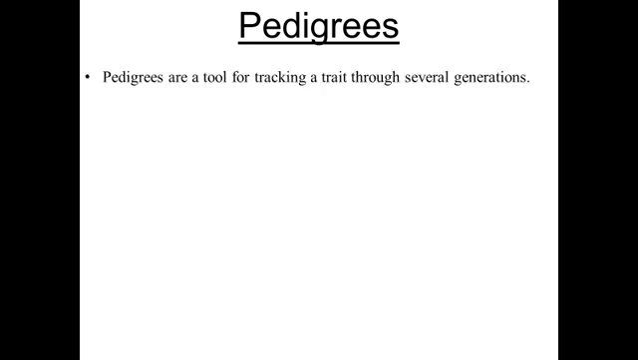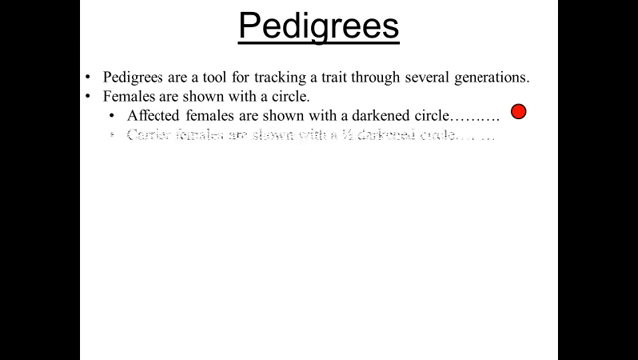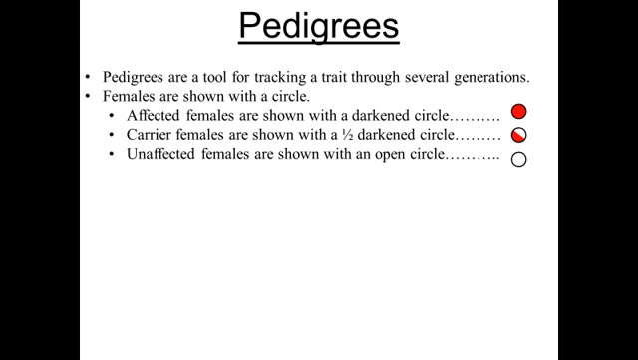In order to study this, we're just going to do a real quick investigation into pedigrees. Pedigrees are a tool for tracking a trait through several generations. You don't have to copy all this stuff down, but I just want to let you know real quick what a pedigree looks like. Females in a pedigree chart are shown as circles. If they have a particular condition, they're shown as a filled-in circle. If they're a carrier, which means they're heterozygous, they would look like that, and unaffected females are an open circle.